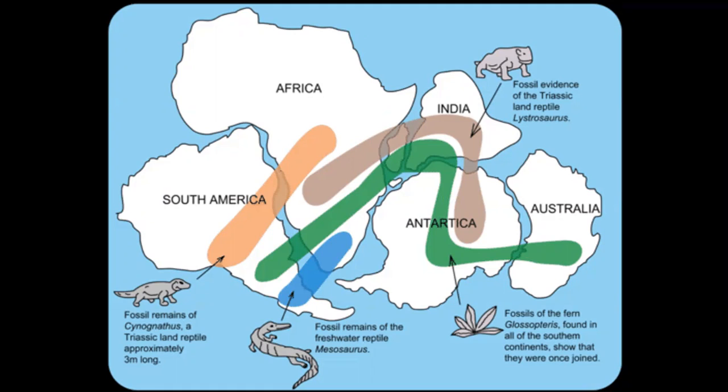Wegener looked for evidence of ancient glaciers. Glaciers are found in very cold climates near the poles. The evidence left by some ancient glaciers is very close to the equator. Did glaciers once exist near the equator? Wegener knew that this was extremely unlikely. However, if the continents had moved, the glaciers would have been centered close to the South Pole.